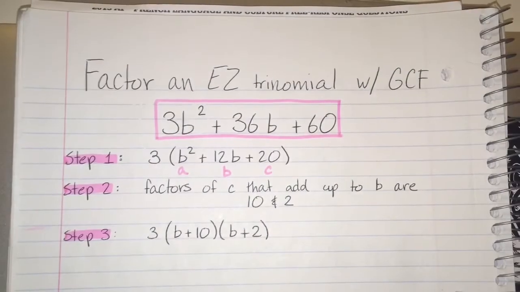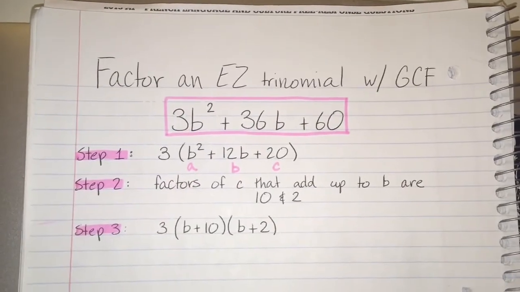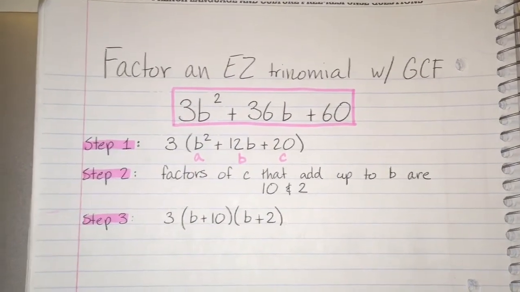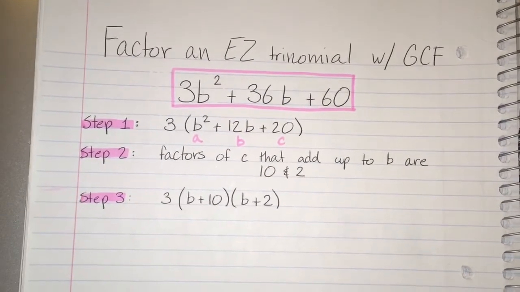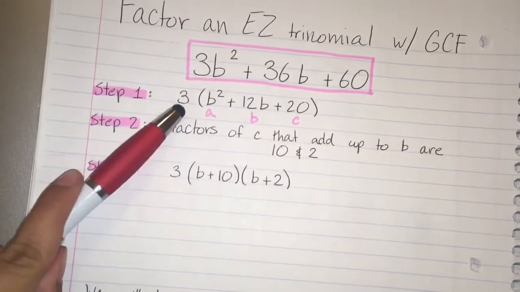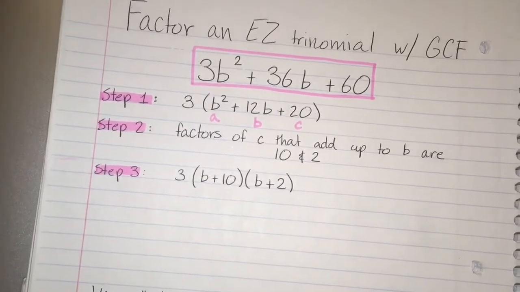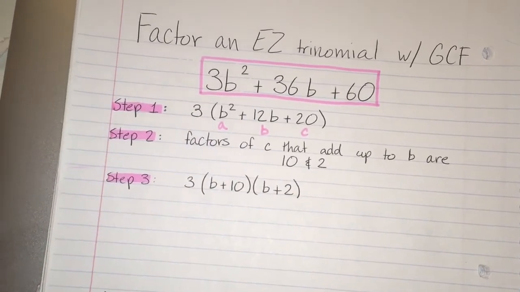To learn how to factor an easy trinomial with a GCF, we are going to use the example 3b squared plus 36b plus 60. The first step is to find the GCF of the trinomial, which is 3, and factor it out of the equation. We are left with 3 times b squared plus 12b plus 20.